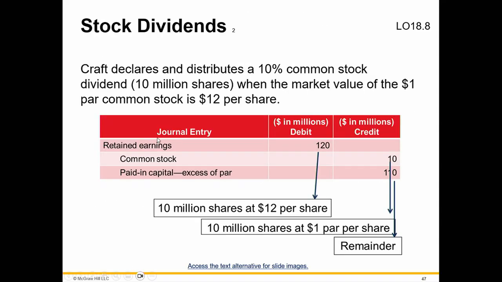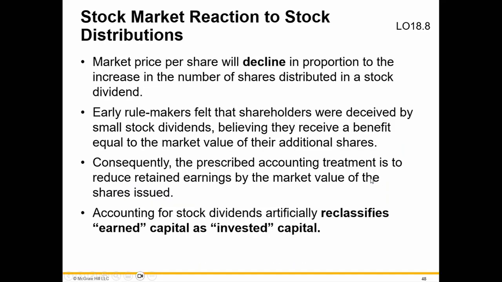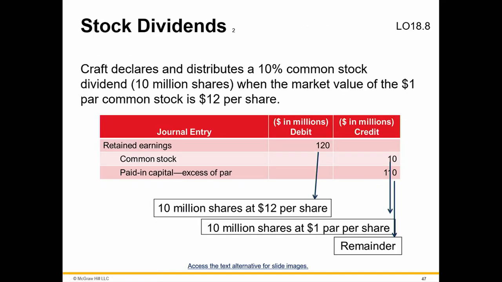And accounting for stock dividends artificially reclassifies earned capital as invested capital. In other words, I moved money out of retained earnings, which is earned capital, and I moved it into common stock and paid-in capital in excess of par, which is invested capital. So as I said earlier, a stock dividend just rearranges the balances of some accounts within the stockholders' equity section of the balance sheet.